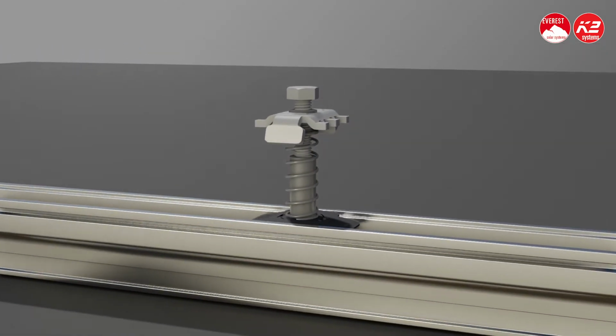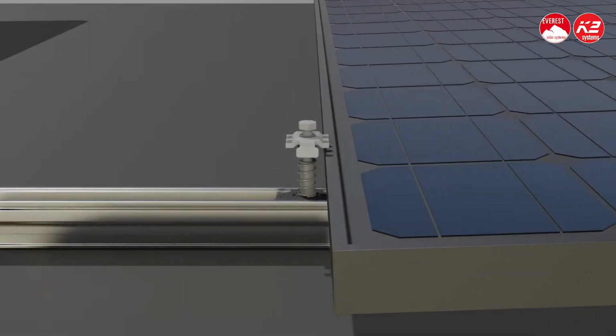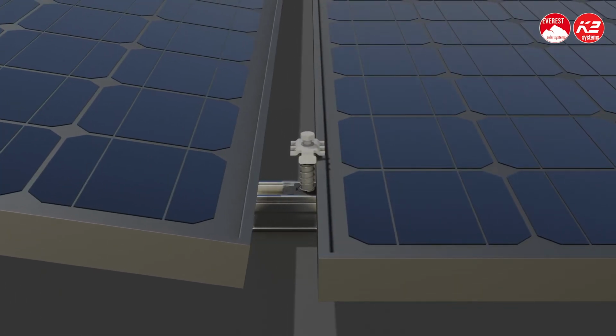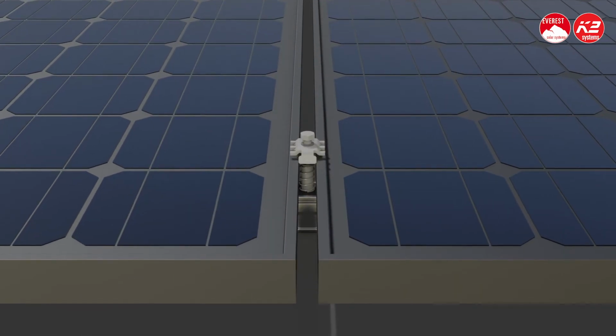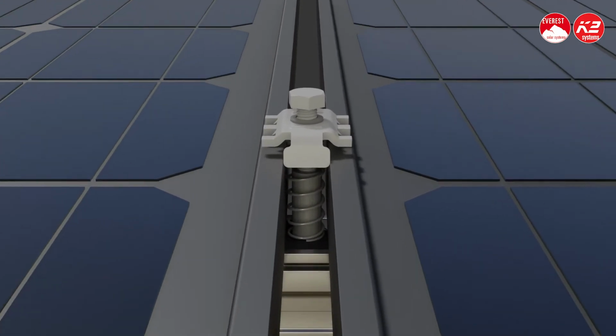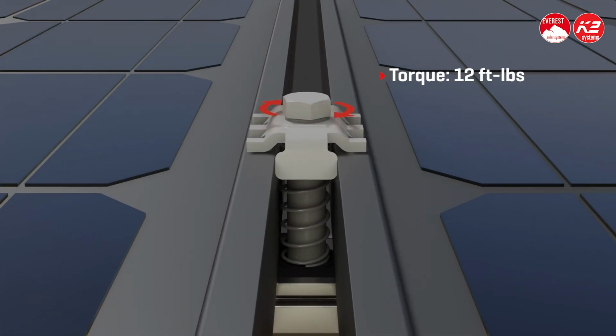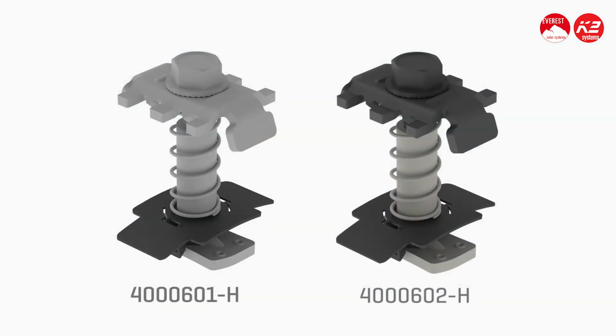Attach the mid-clamps to the module at the specified locations per the PV module manufacturer's guidelines. Ensure the modules are flush against the clamp and torque the mid-clamp bolt to 12 foot-pounds. The new mid-clamp is available in both mill and dark finishes to match your module frames.